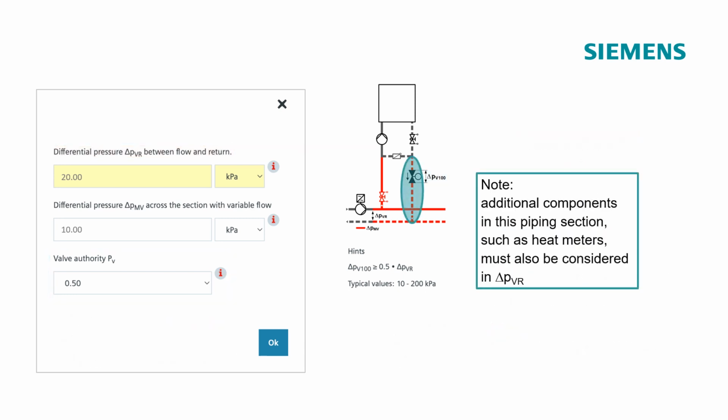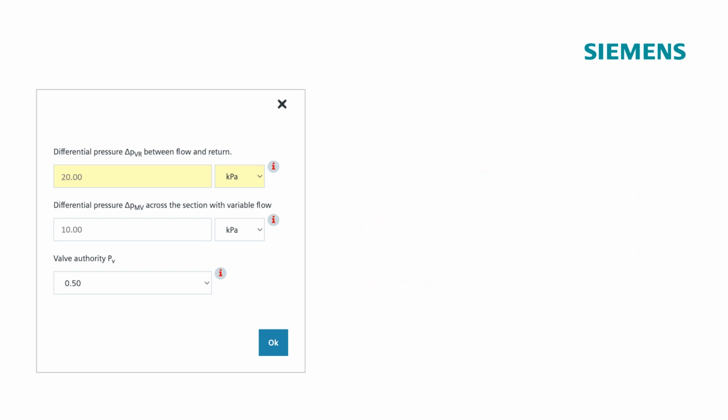Note that additional components, such as heat meters installed in this piping section, must also be considered in the value of delta PVR. Such components often have high resistance values, which significantly affect the size of the valve. Click OK to take the entries over into the calculation.